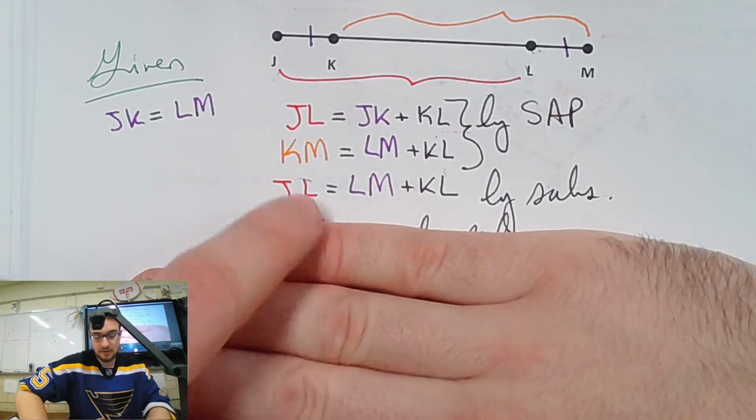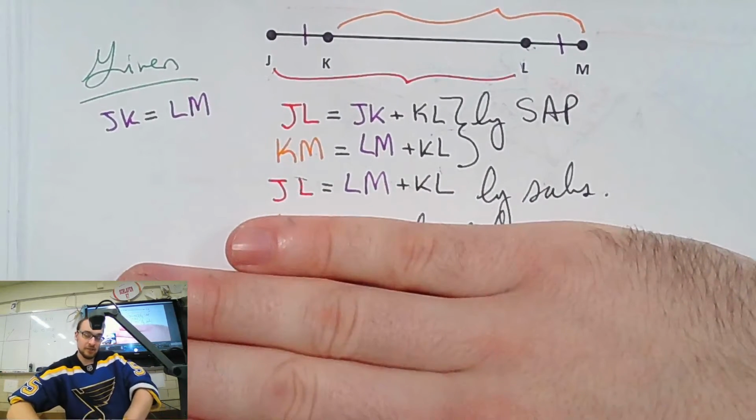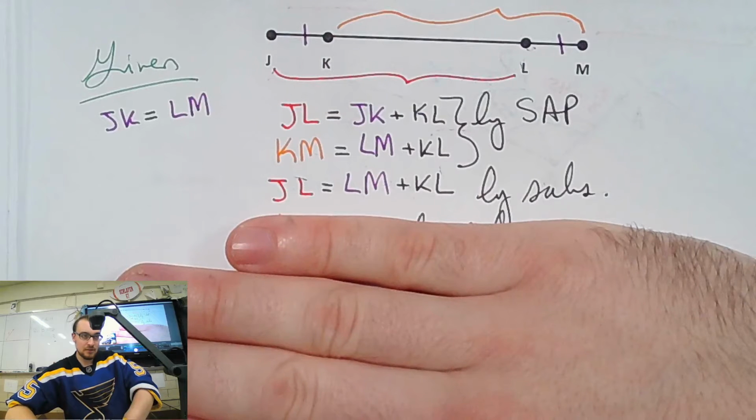Great. So now we've got this. JL is LM plus KL. We good with that?